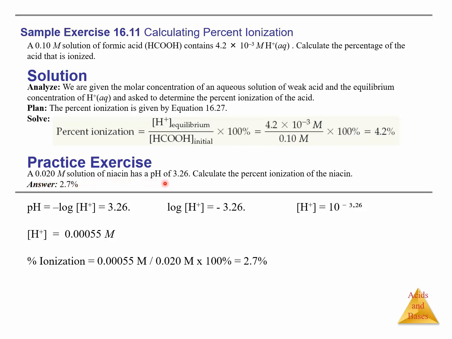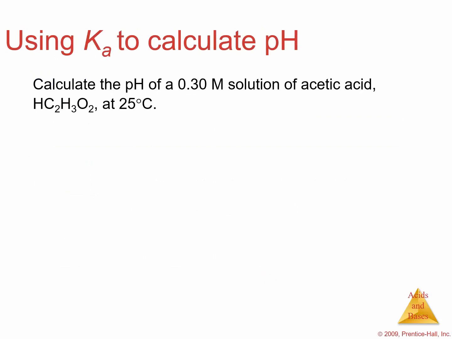A 0.020 molar solution of niacin has a pH of 3.26. Calculate the percent ionization of this niacin. From the pH here, you see we can determine the H+ concentration, and it's equal to this value. So this is the concentration at equilibrium. So percent ionization equals the concentration of H+ divided by the initial concentration 0.02 times 100%, and it's equal to 2.7.